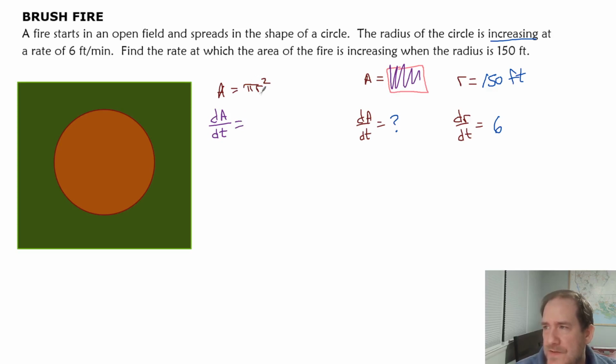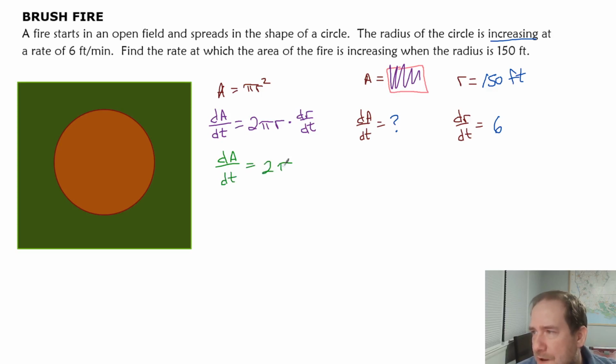As I differentiate the right-hand side, I'll multiply by 2 to get 2 times pi. The power on r goes down by 1, and I get a factor of dr/dt. But this is it. There's the derivative for our expanding circle, so just enter all the stuff you know. dA/dt is what we're solving for.